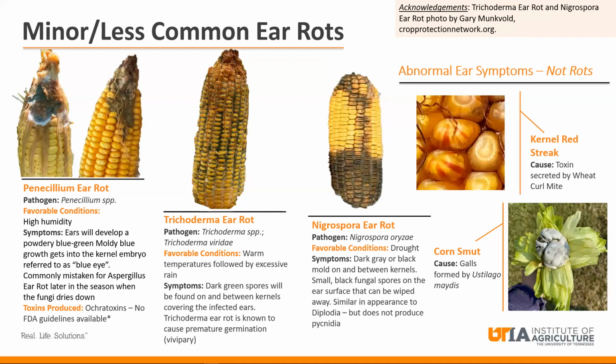And then your corn smut, this is caused by Ustilago maydis, and it's kind of not a rot, but something we see a lot in our fields. It can help other rots develop, but it's not usually a big issue in the fields.